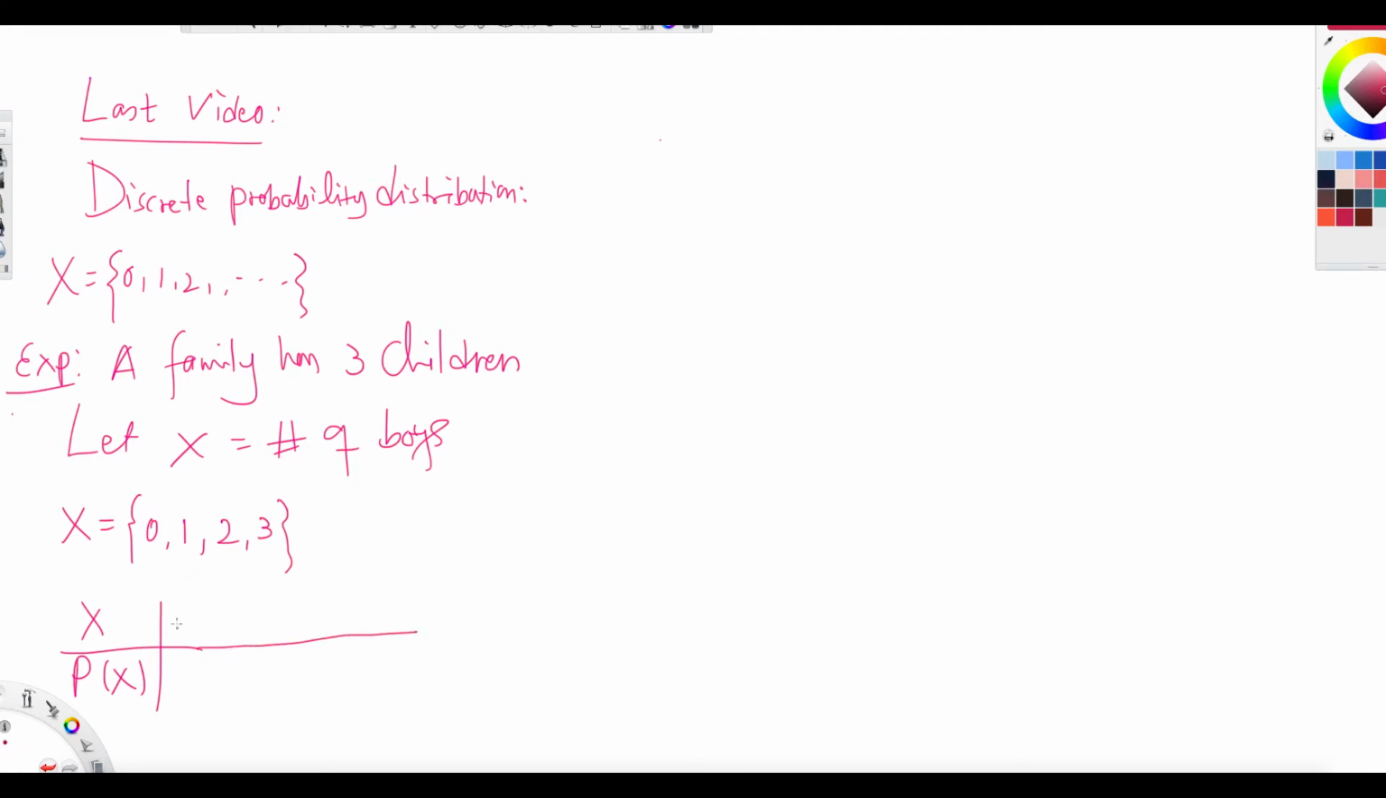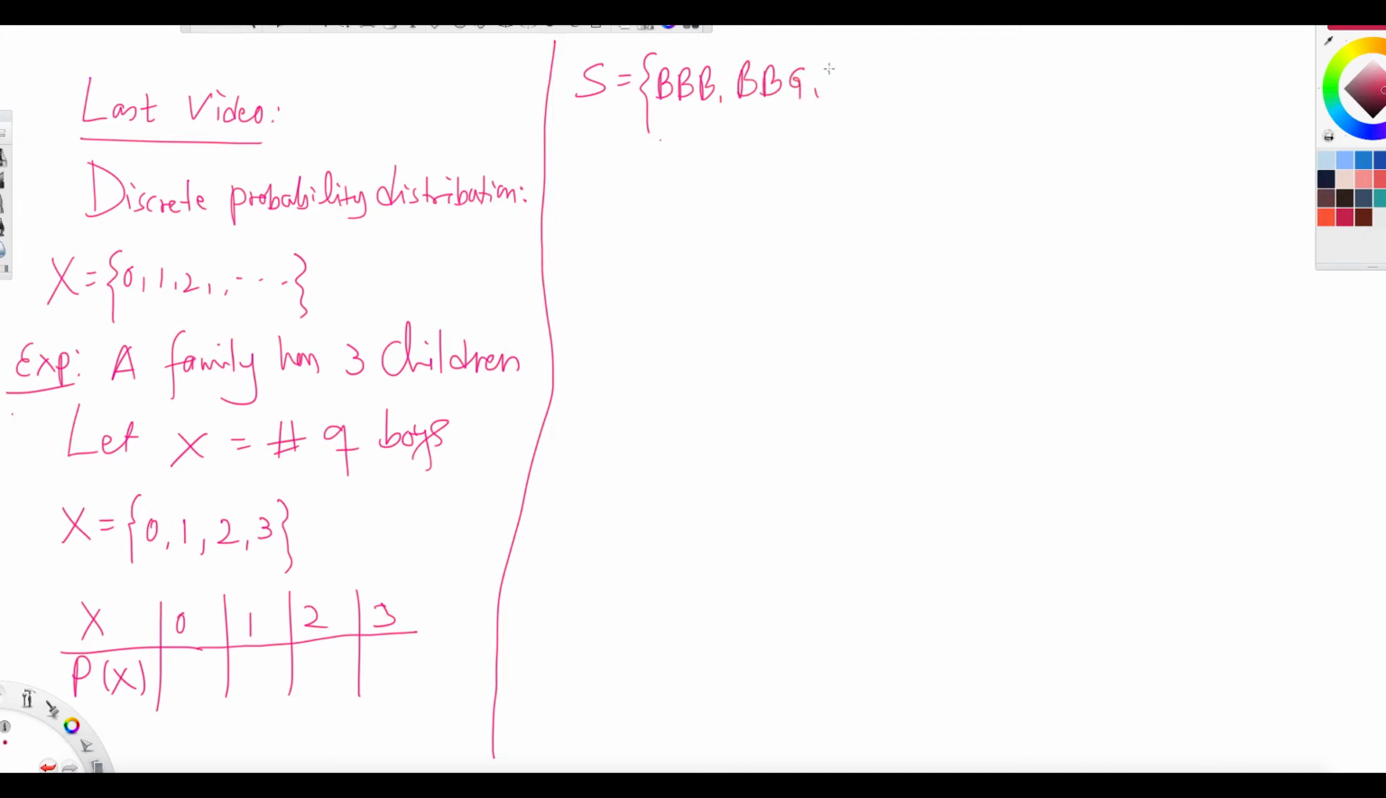How did we create this table? We wrote the values of x: 0, 1, 2, and then 3. Do you remember what was the probability of 0 boys in a family of 3 children? To find that probability distribution, we need to find the sample space first, right? So all of them can be boy, boy, boy. Boy, boy, girl, right? Boy, girl, boy. Girl, boy, boy, right? And then girl, girl, boy, right? Girl, boy, girl, and then boy, girl, girl, and then girl, girl, girl. These are the possibilities, right? The first child can be boy, second can be boy, third can be boy. The first can be boy, second can be boy, third can be girl, and so on.